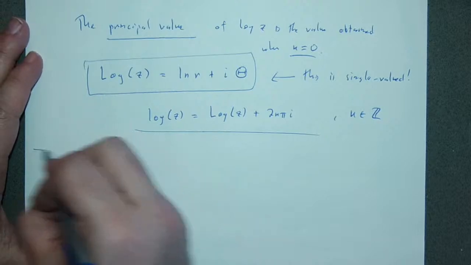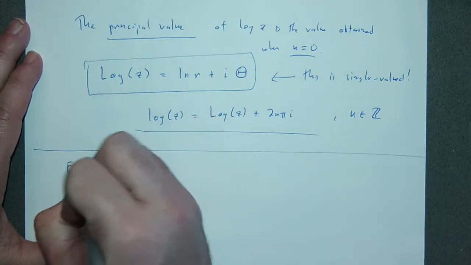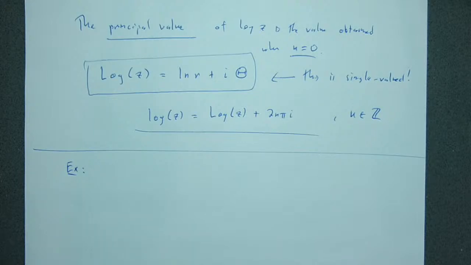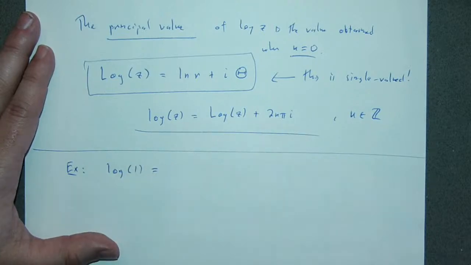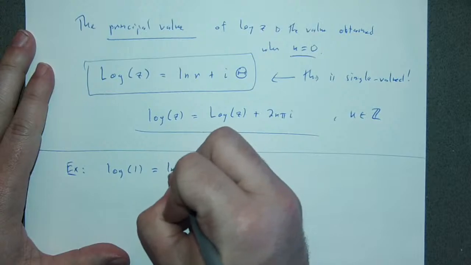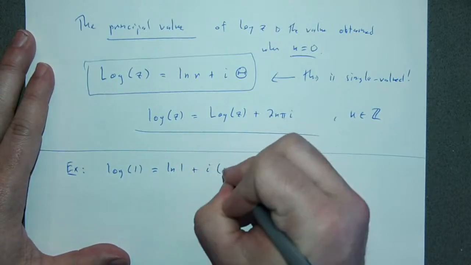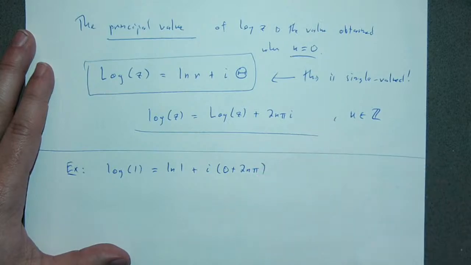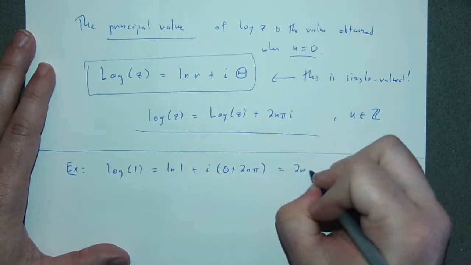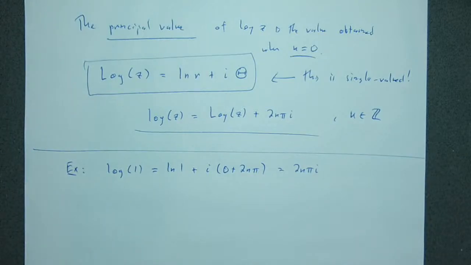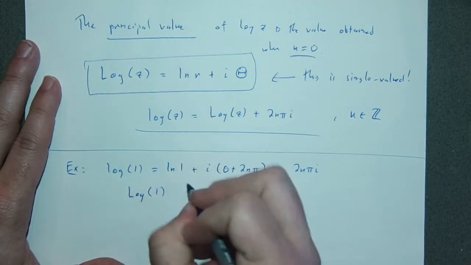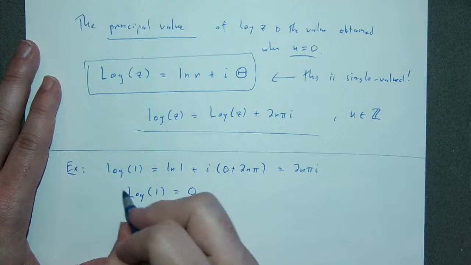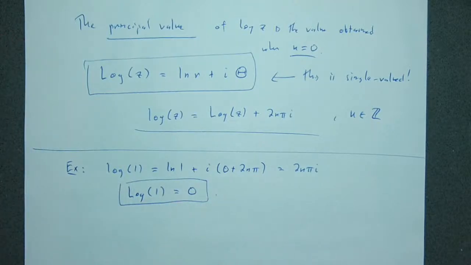All right. So let's now compute with this principal log a little bit. First of all, what is log of 1? Well, this is natural log of 1 plus I times 0 plus 2n pi. So this is equal to 2n pi I. What is the principal value of log of 1? It's 0. Which is exactly what we expect.